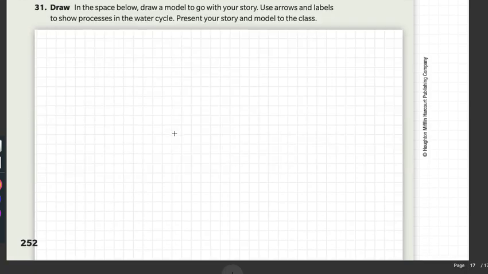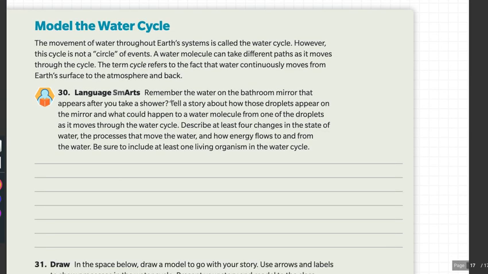And finally, we have, remember the water on the bathroom mirror that appears after you shower. Tell a story about how those droplets appear on the mirror and what could happen after. Okay, how those droplets appear on the mirror is, let's say that you have the shower, right, and there's water coming out. And this is hot water. Okay, and then you have your mirror. And your mirror is cold.